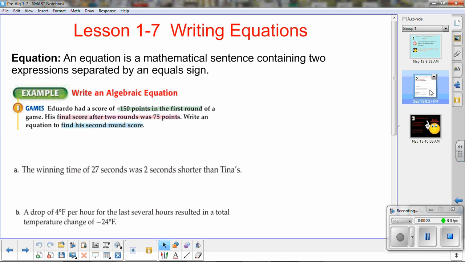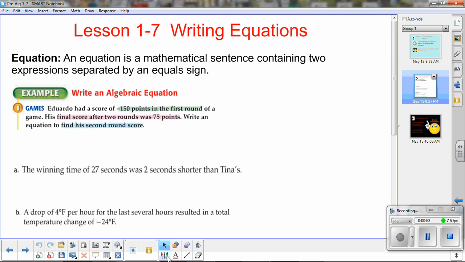Eduardo had a score of a negative 150 points in his first round of a game. His final score after 2 rounds was 75 points. Write an equation to find his second round score. After I read the question, I ask myself, what is it that I don't know in this problem? In this problem, I don't know what his second round score was.